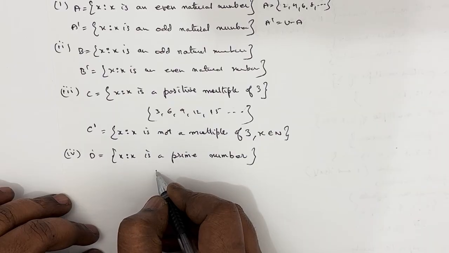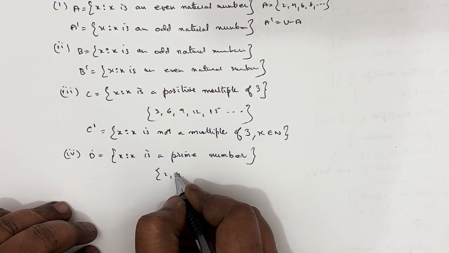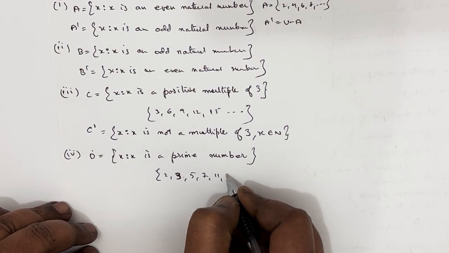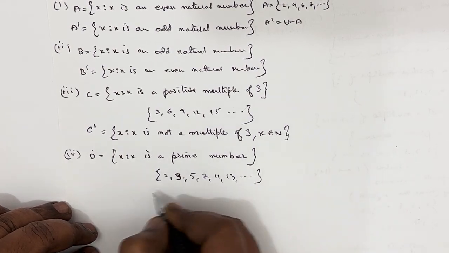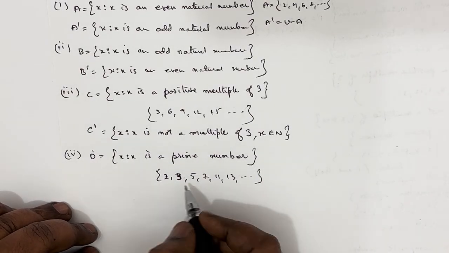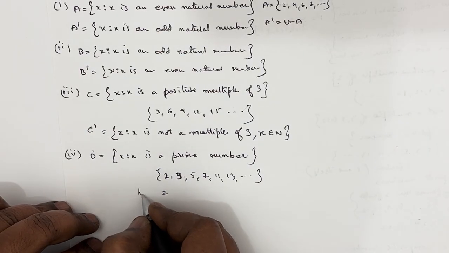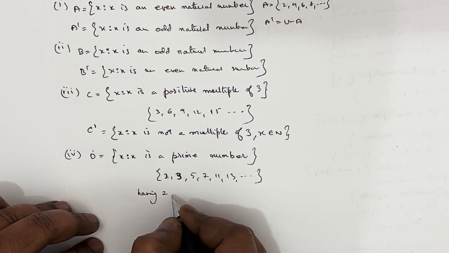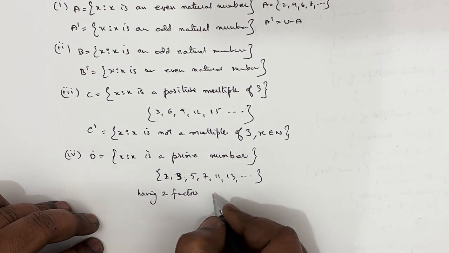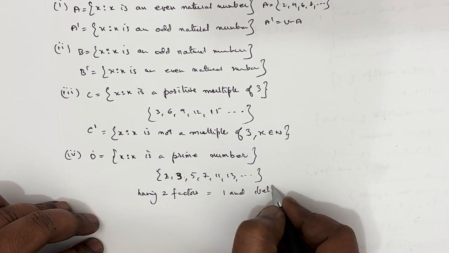So we can say 2, not 4, 3, 5, 7, 11, 13 and so on. These are prime numbers. These numbers are divisible by 1 and by itself only. So these are having two factors, that is 1 and itself.